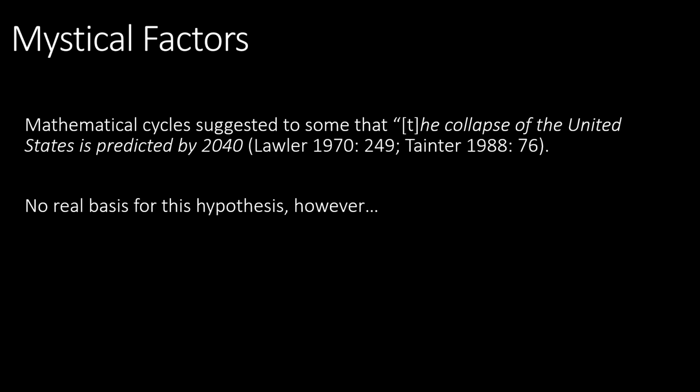One is predicted by Lawler, where he argues, based on mathematical cycles, that the collapse of the United States would be predicted by the year 2040. He made this prediction in 1970, which was the beginning of some economic problems like gas prices and other inflationary issues that plagued the United States in the 1970s and also in the early 1980s. There's no real basis for this hypothesis, but it is interesting how he uses his mathematical equations to predict the actual year for the decline of the United States.